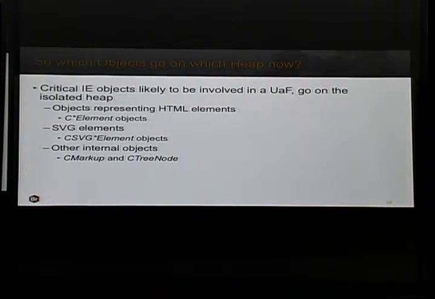More specifically, which objects go to the isolated heap? Basically, the DOM type objects: CElement, SVG element, CMarkup, CTreeNode. If you're not familiar with the internals of IE, this may not mean anything to you, but if you're familiar with IE's internals, you might recognize some of those object names.